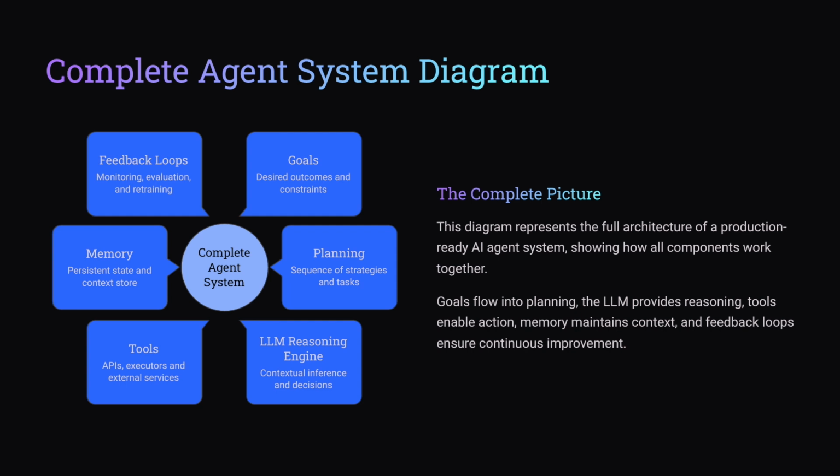Goals define direction. Planning breaks complexity into steps. The LLM reasons. Tools execute in the real world. Memory preserves context. Feedback improves performance. And here's the key insight. Remove any one of these and the system weakens. No memory? It forgets. No tools? It cannot act. No feedback? It cannot improve. This diagram represents maturity.